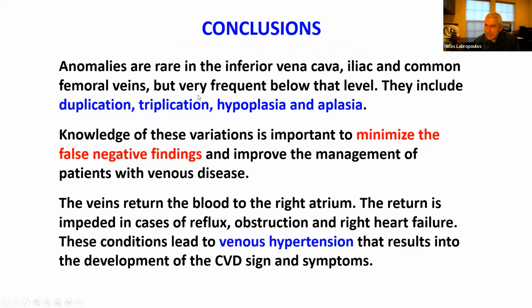So anomalies are rare in the inferior vena cava, iliac, and common femoral veins, but very frequent below that level. They include duplication, triplication, hypoplasia, and aplasia. Knowledge of this variation is important to minimize the false negative findings and improve the management of patients with venous disease. Do not forget that the veins return the blood to the right atrium. The return is impeded in case of reflux, obstruction, and right heart failure. These conditions lead to venous hypertension that results in the development of the chronic venous signs and symptoms.